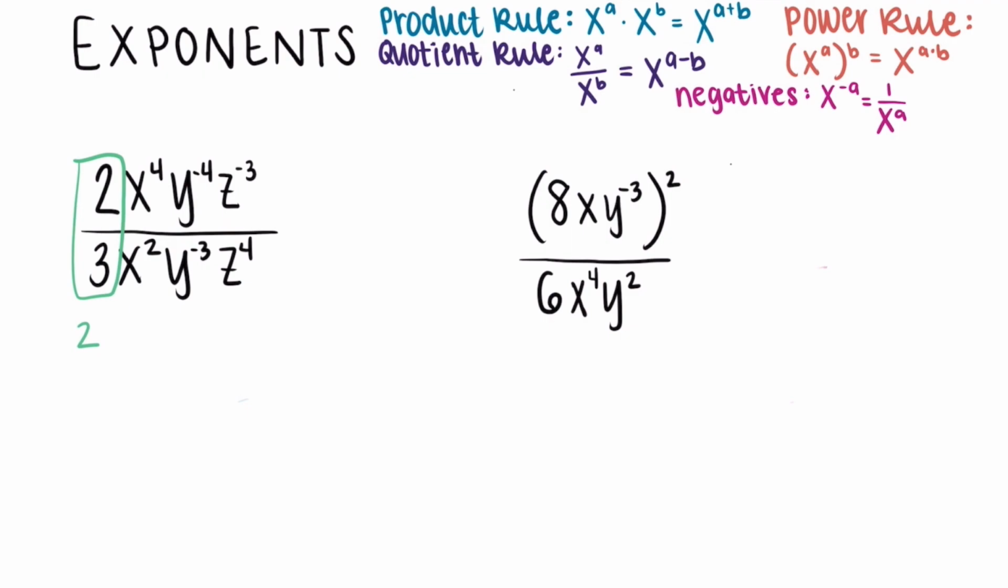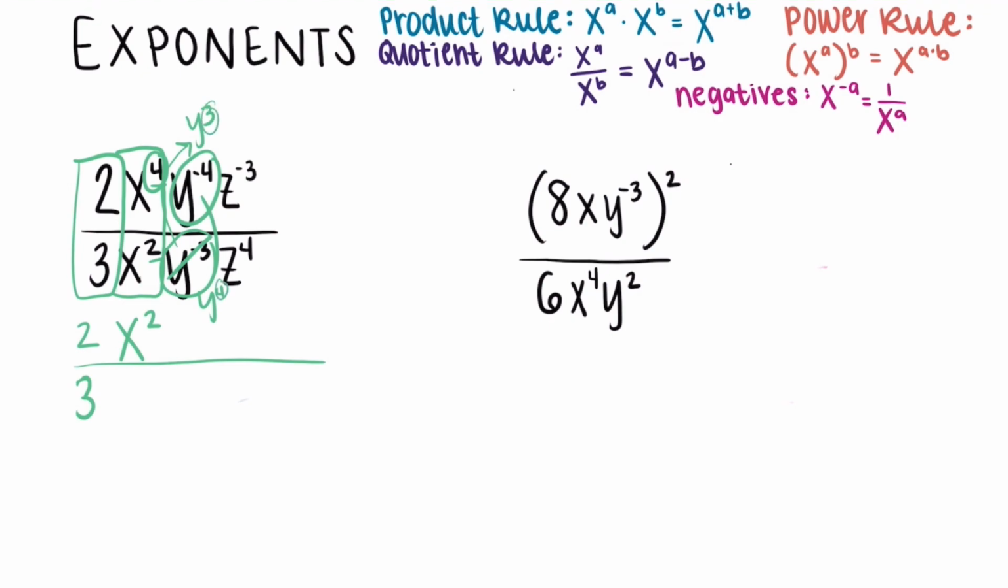So these examples here look big and scary, but we're going to take it piece by piece, starting with my coefficients. I cannot simplify 2/3. Moving on to my x's, I am dividing, so we're going to use our quotient rule, which 4 minus 2 would get us 2. So we have x squared. And notice I have more x's on top, so that x squared is going to stay on top. Moving on to my y's, both of these are negative, so I have to move both of them. That y to the -3 is going to go up on top. The y to the -4 is going to move to the bottom. All right, now they're positive.